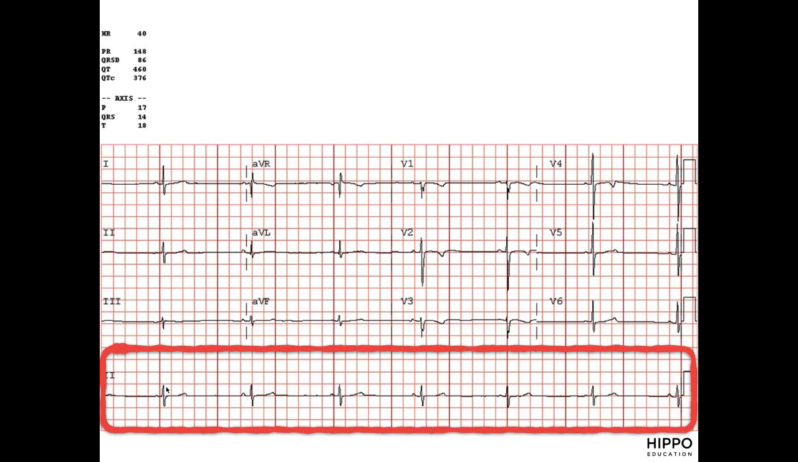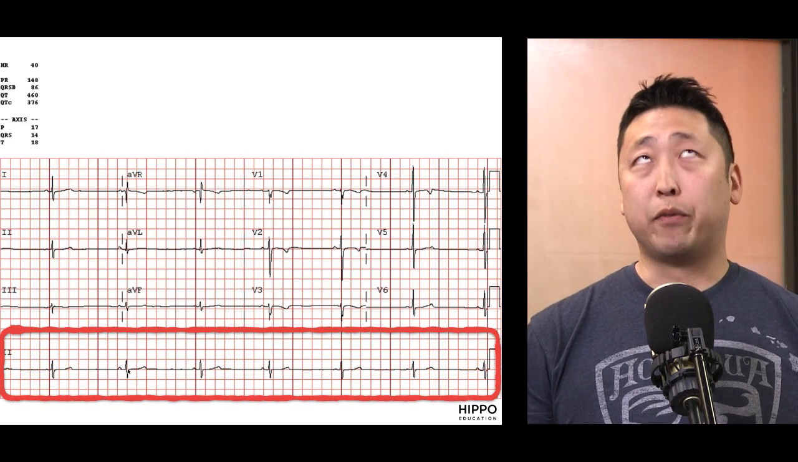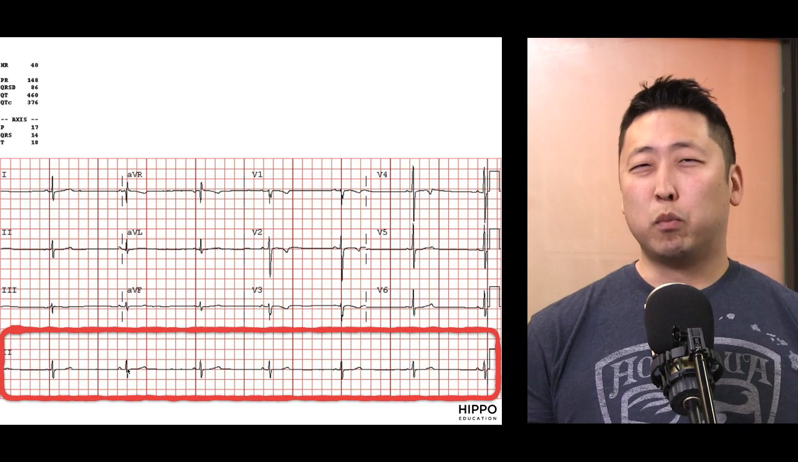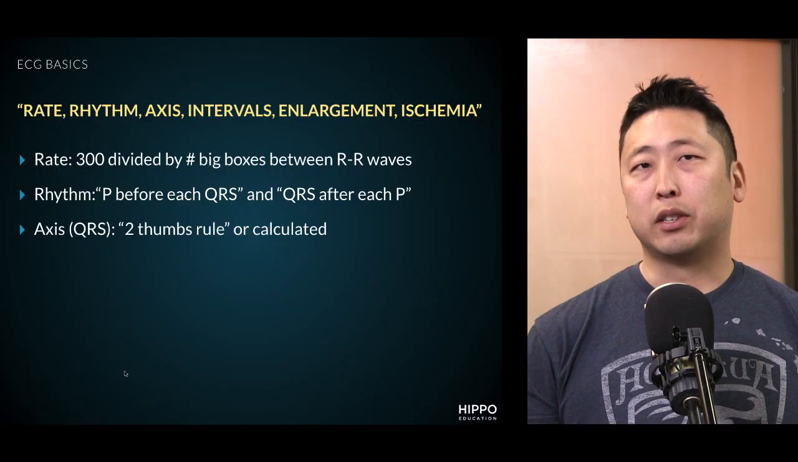You can see, count with me, 1, 2, 3, 4, 5, 6, 7, 8 boxes, right? So there's 8 large boxes between the RR. 300 divided by 8, it's about 40-ish. And you can see that the rate up here, yeah, it's about 40. Okay, that makes sense. And then again, look at the P. There's a QRS after every P, and there's a P wave before every QRS. There are other more specific criteria to determine normal sinus rhythm, but this is normal sinus rhythm.